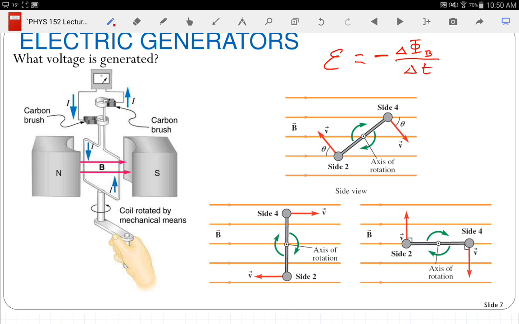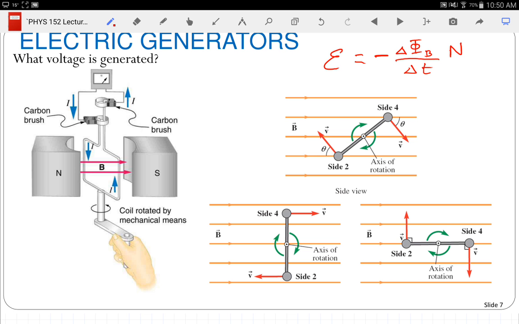Now I have to do one more thing to modify this because that technically is the correct equation if I have a single loop. If I have two loops, how do you think it's going to change? I have to multiply it by 2. So in general, we put times N for the number of loops. So it's the rate at which the magnetic flux changes that tells us what the induced EMF is going to be.